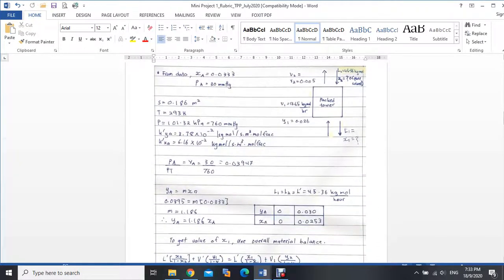Okay. First of all, from the data given, xA is equal to 0.0333 and pA is 30 mmHg. This is our packed tower, and the packed tower has a gas stream and a liquid stream. V1, L1 is for gas and V2, L2 is for liquid. This is the information given.